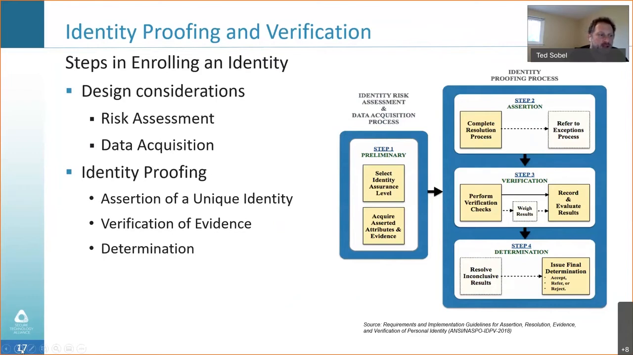Step four is determination. That's just a simple yes or no decision on whether the individual is who he or she claims to be. If you understand how identity providers implement steps 1 through 3, you will know whether you can rely on the determination in step 4.